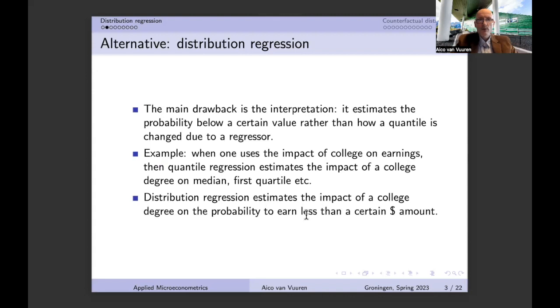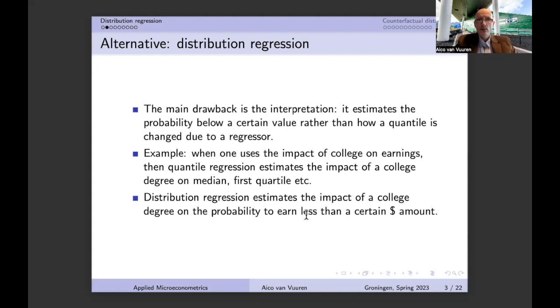Then we come to the drawbacks with respect to distribution regression, and you can actually say that there's only one important drawback, but it may be a very important one, and that is related to interpretation. It's much easier to think in terms of quantiles and to interpret quantile regression coefficients rather than to interpret the coefficients that we get from distribution regression.